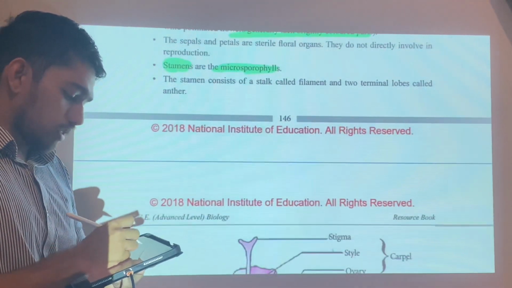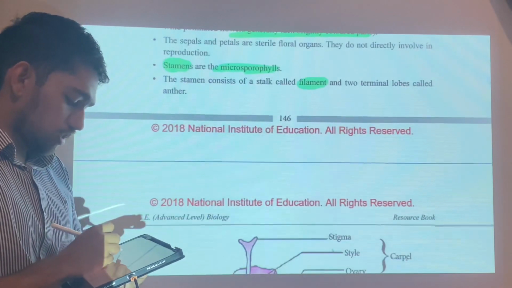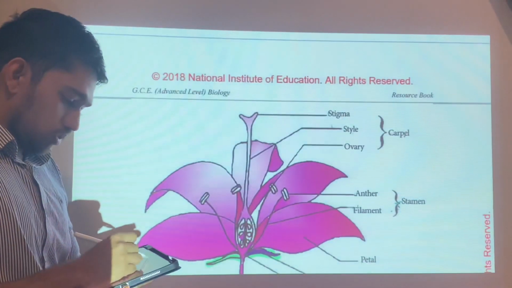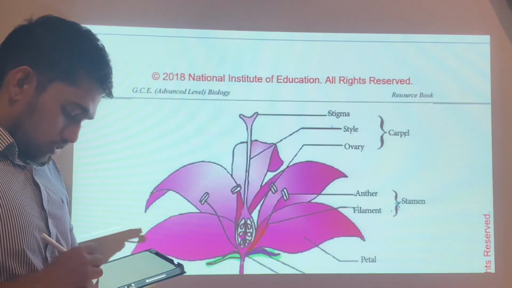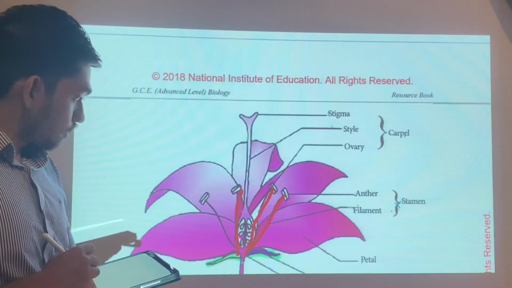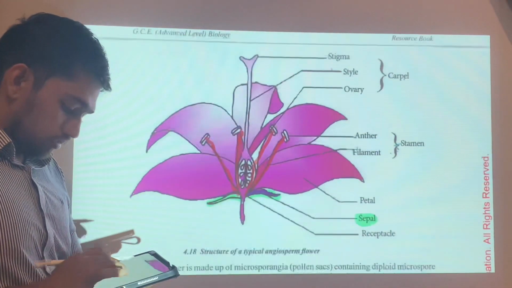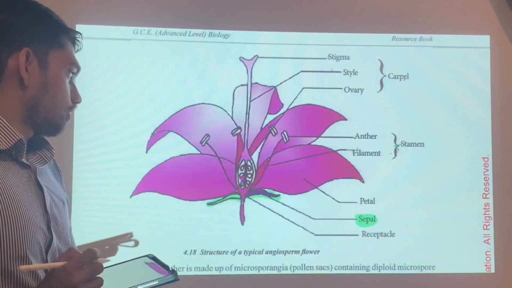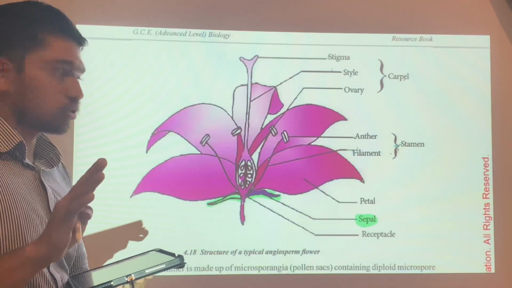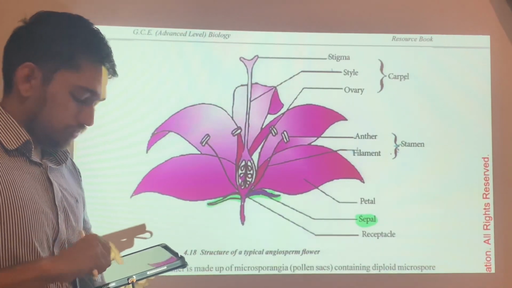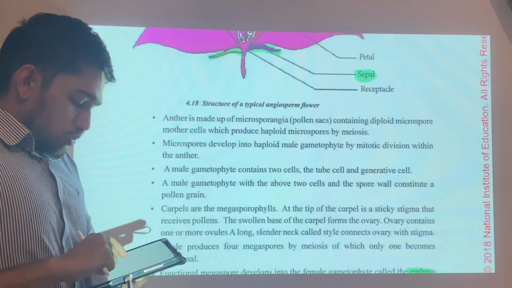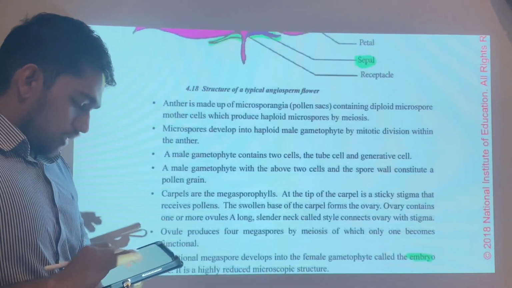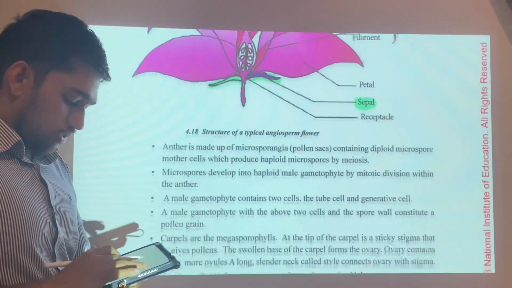It has 2 parts, the filament and 2 terminal lobes called anther. So those are the parts. You can see this. These are filaments, the filaments of your stamen. These two terminal lobes are called anther. So anther and filament are the parts of your stamen.